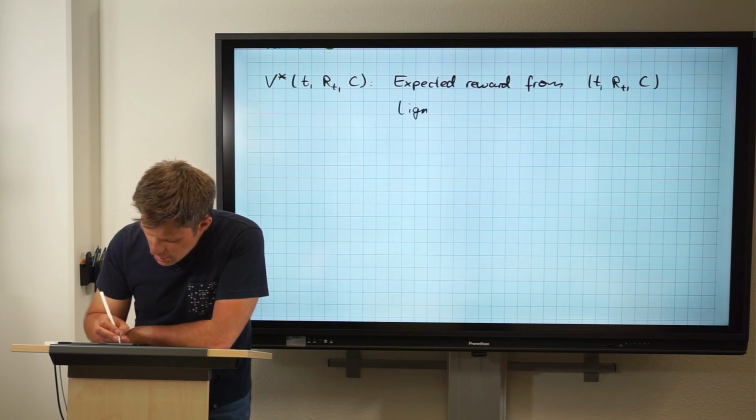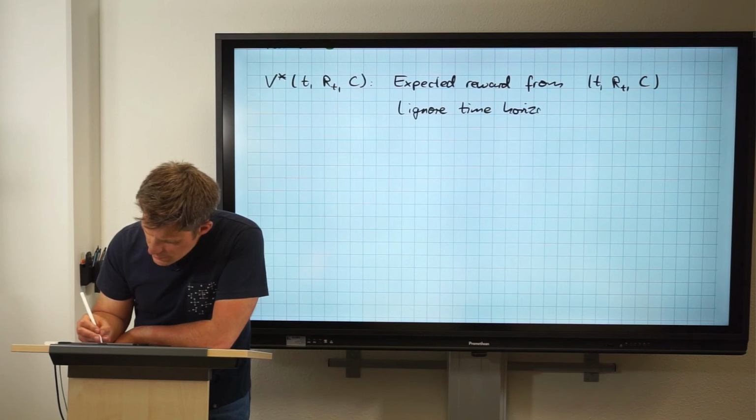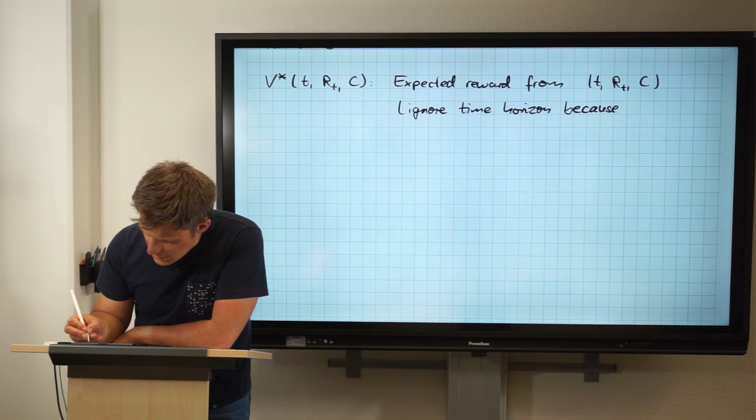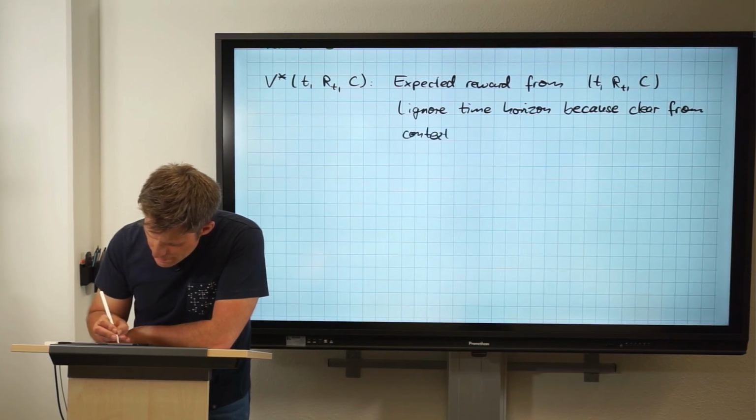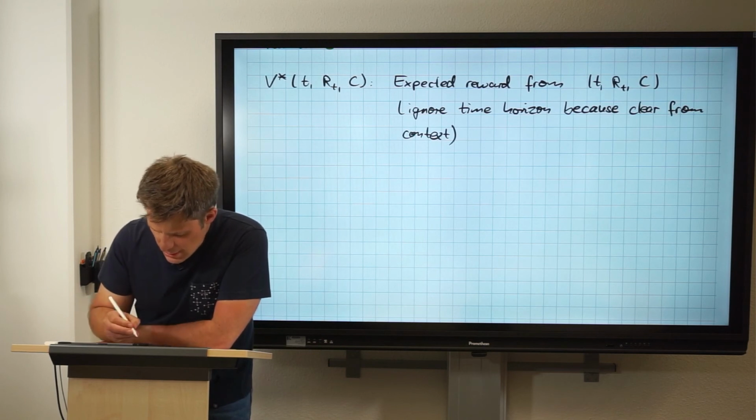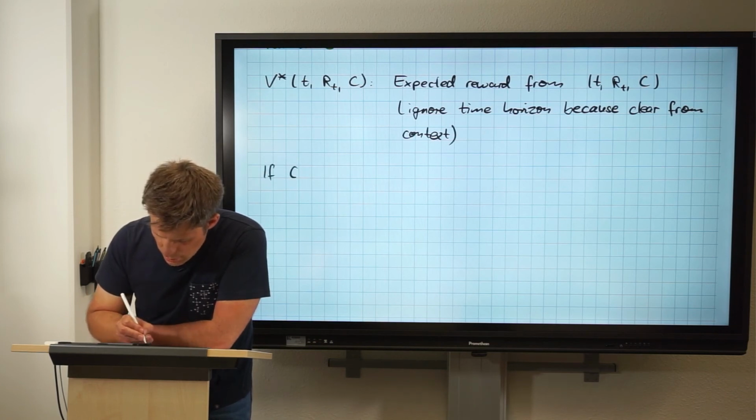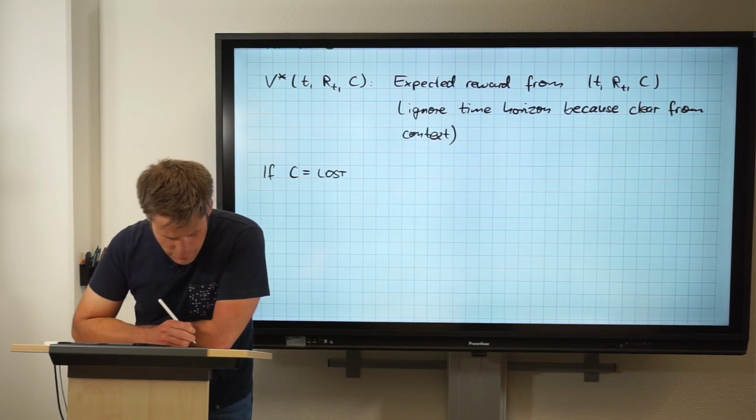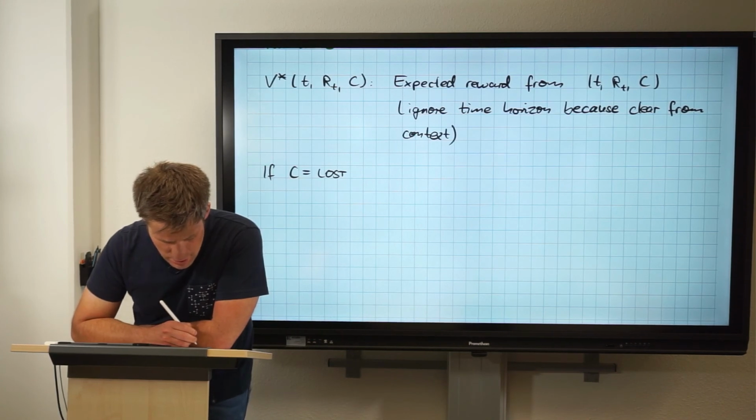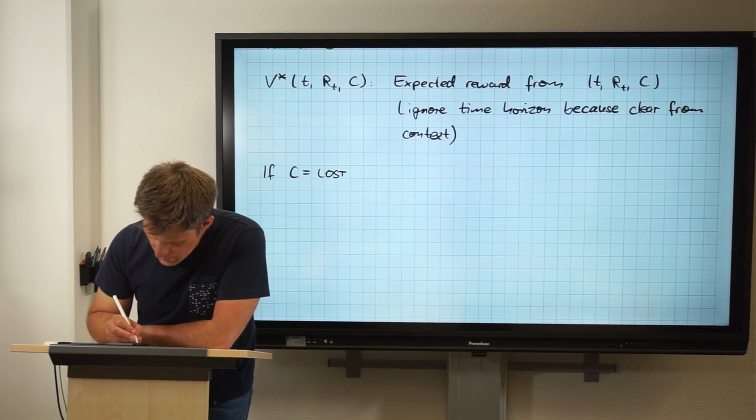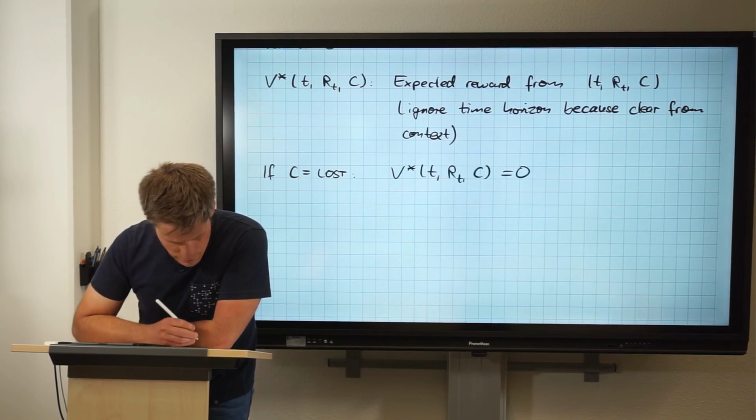By the way, we ignore the time horizon here, just because this is clear from the context. So what is the expected reward that you're getting from such a state? It is time t, the current relative rank is r_t, and your current decision is c. Well, let's talk about the very easy case. You've lost. You've selected somebody, but this somebody didn't turn out to be the best one because a better one arrived afterwards. Well, then of course the expected reward will be 0.